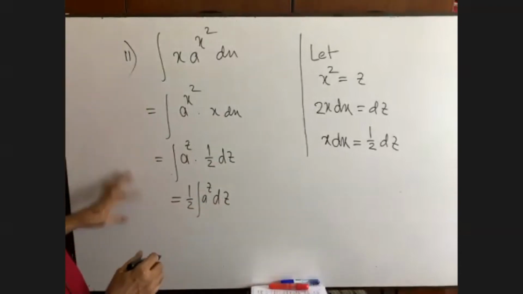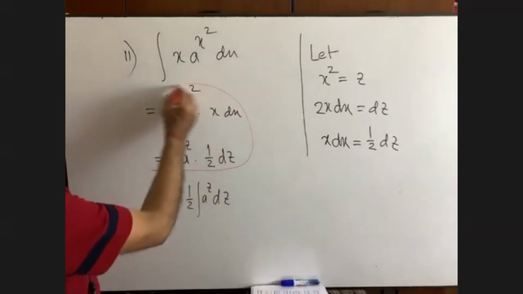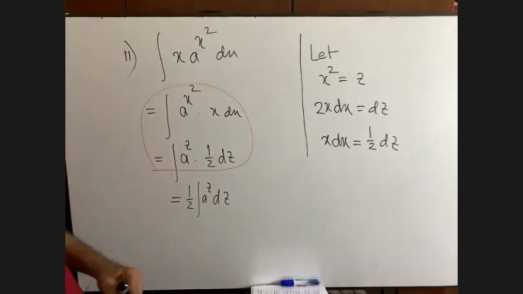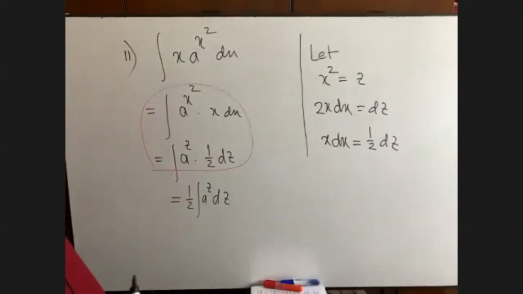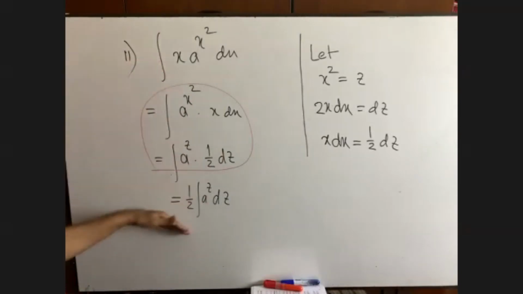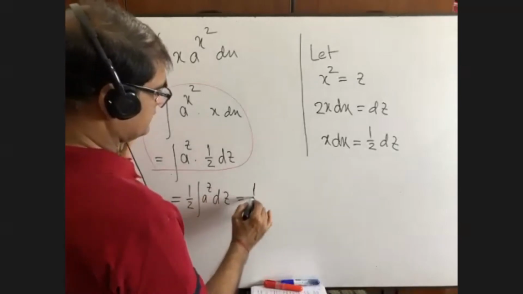For the previous math, I skipped these 2 lines. Actually, those 2 lines are not required anymore. We can write down this line from this line at a time. Now have you got it or not? That's good. So now just let me know what is a to the power z.